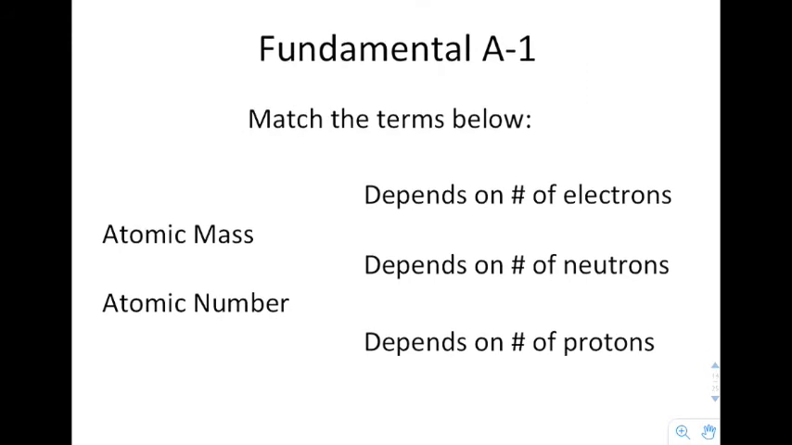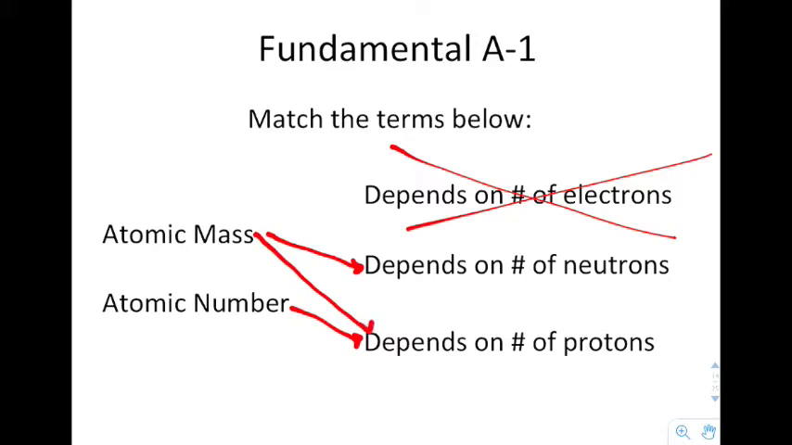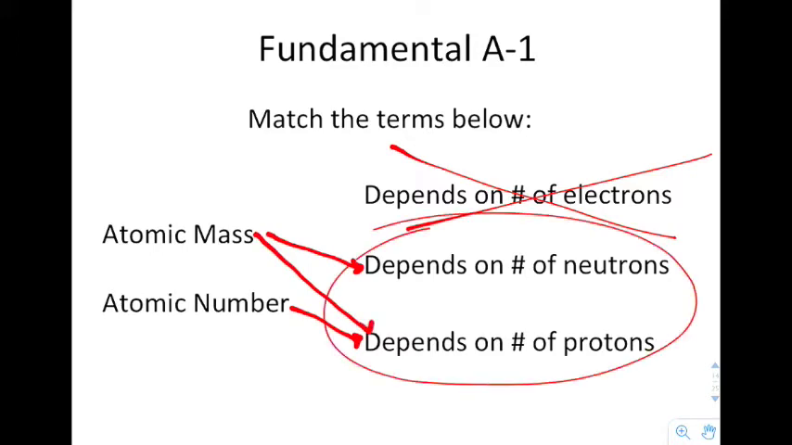It says depends on the number of electrons. Neither the atomic mass nor the atomic number actually depend on the number of electrons, so we're going to go ahead and cross that out. So next it says depends on the number of neutrons. We know that neutrons do have mass, but we also know that atomic number does not. So we do know that atomic number does depend on the number of protons. Okay, but we also know that atomic mass depends on the number of protons as well. So there's actually two things that atomic mass depends on, and only one thing that atomic number depends on.